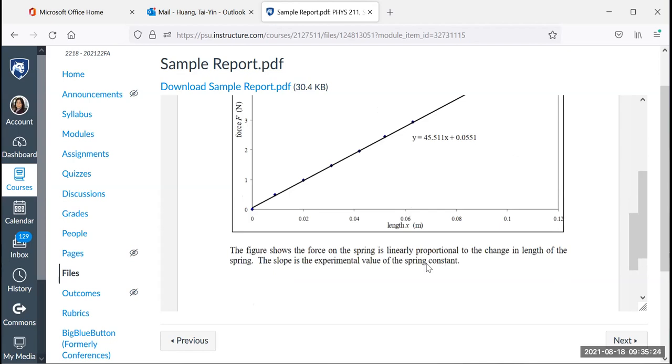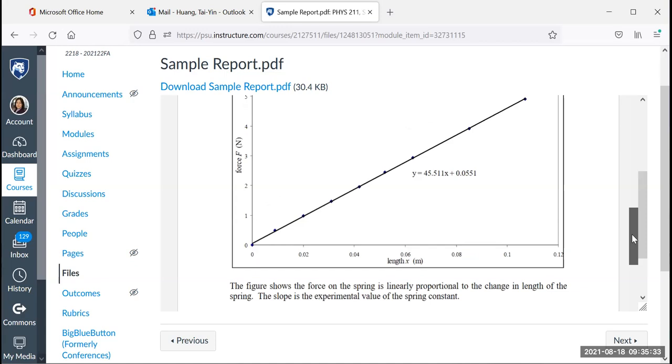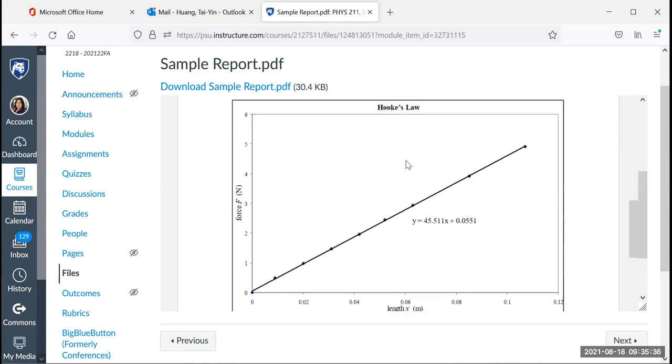And then you should have the figure captions. Figure captions are just 1 or 2 sentences to describe what this figure is about. You do not include information that's readily obtained by just looking at the figure. For example, you don't say that this is force versus length. I already know that because that is what the figure shows, right? So you want to go the extra mile and provide further information than what you can obtain just by looking at the figure.